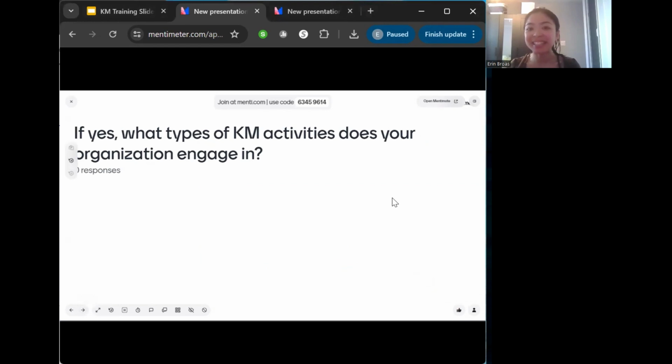So our final question is, if you answered yes to the previous question, to add in a short answer response to what type of KM activities your organization engages in. And you should all see 3 different options. So if you do a couple different ones, feel free to add them all or just a few examples.